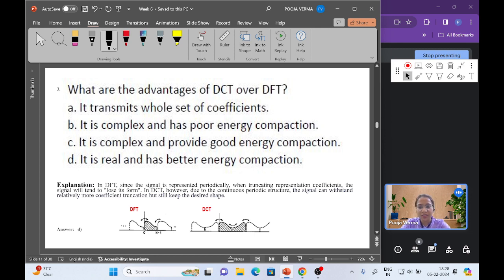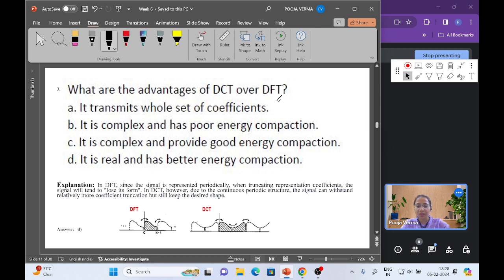So option A is it transmits the whole set of coefficients. Option B, it is complex and has poor energy compaction. Option C, it is complex and provides good energy compaction. And option D, it is real and has a better energy compaction. So DCT is not complex, DFT is complex and has low energy compaction. So option D is the correct one. It is real and has a better energy compaction.